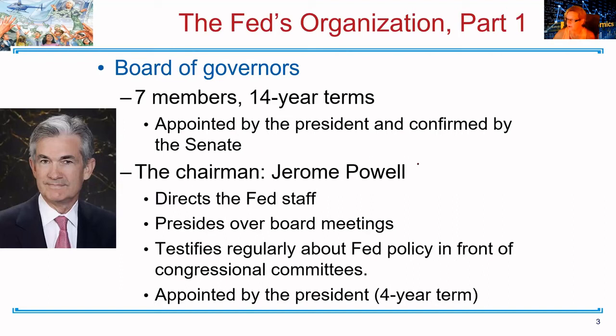The chairman of the Federal Reserve is Jerome Powell currently, and this is kind of what he does. And he is appointed by the president in 4-year terms. All the board of governors, of which he is the president, have 14-year terms.